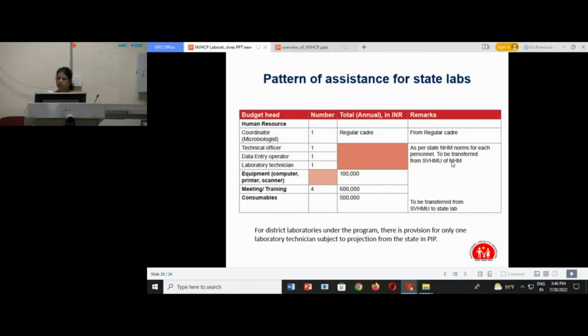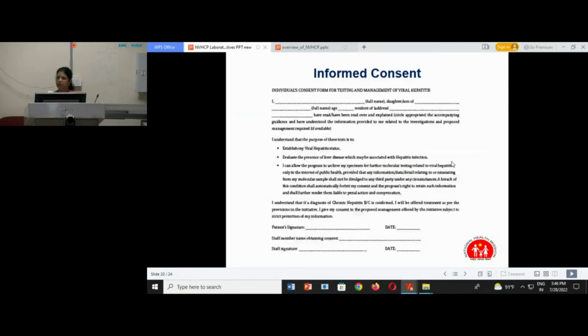And finally, before starting the sample collection itself, the staff nurse must collect the informed consent. The patient is made to give his name, signature and date, and the concerned staff also signs and writes the date. Informed consent is a must for further testing and management of viral hepatitis of the particular patient.